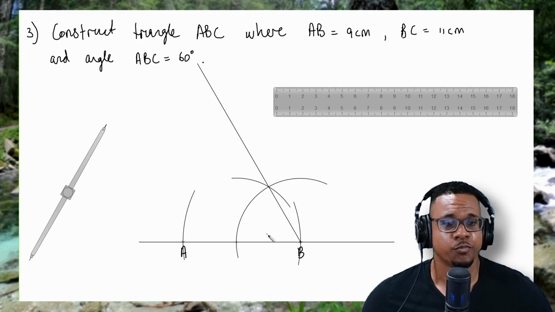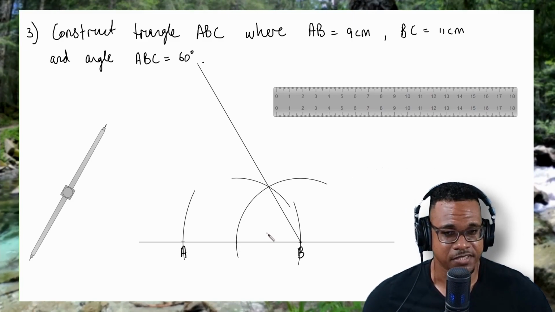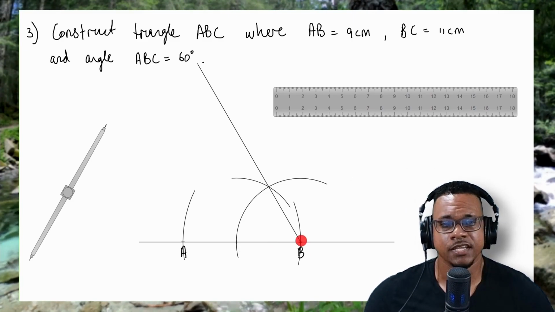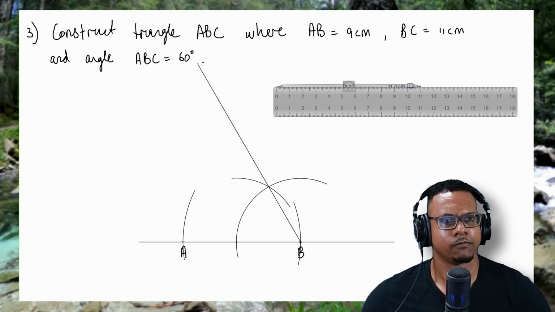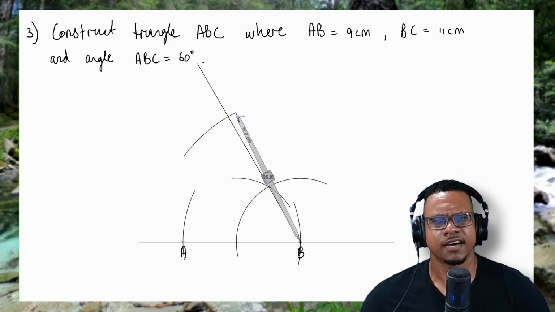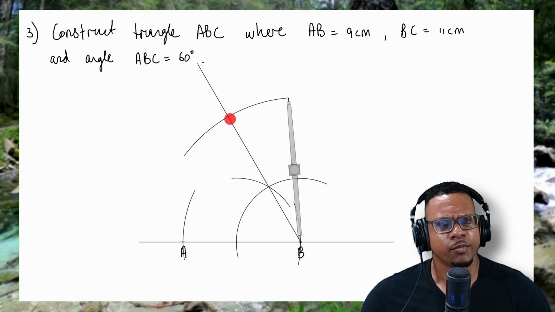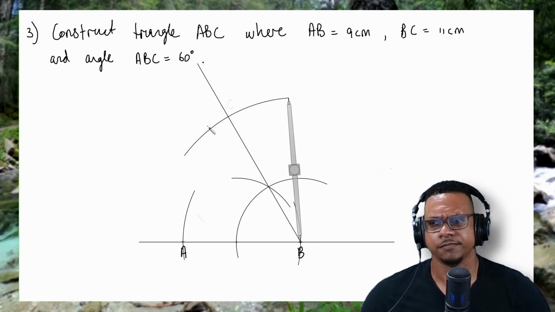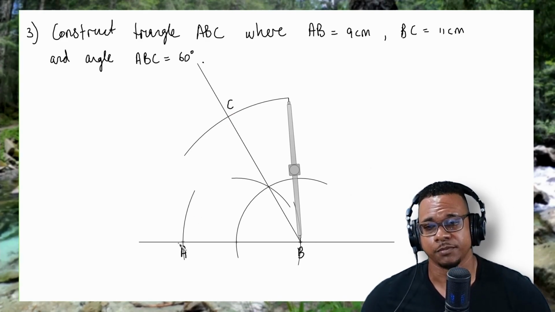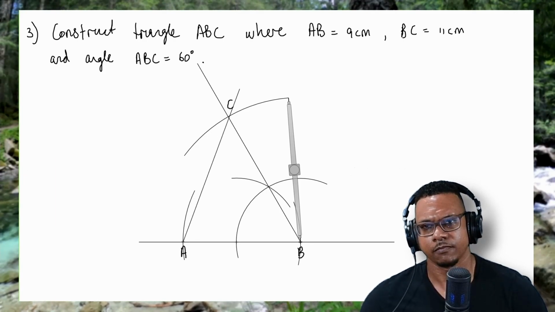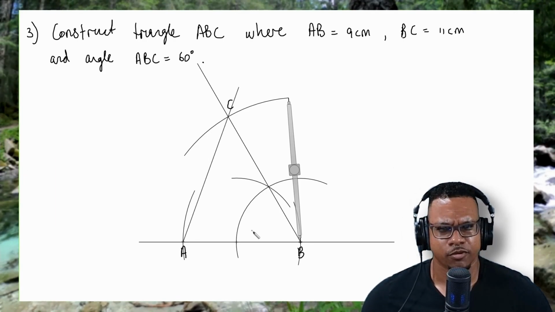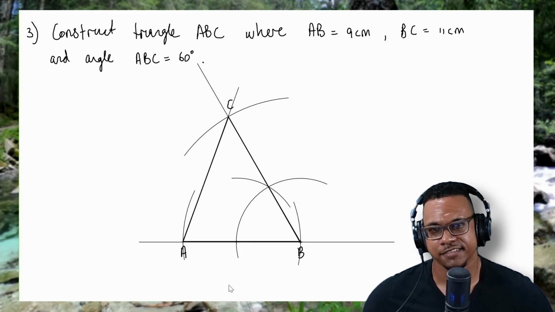So what I'll have to do is open my compass out to 11 centimeters, place the compass point at B, and make an arc to cut this line. So when I make this arc to cut the line, this point here where the arc cuts the line would be point C. And now I'll just take a ruler and connect the points A to C. And now that we have our final shape, I would darken my outline. And that's it for this video.